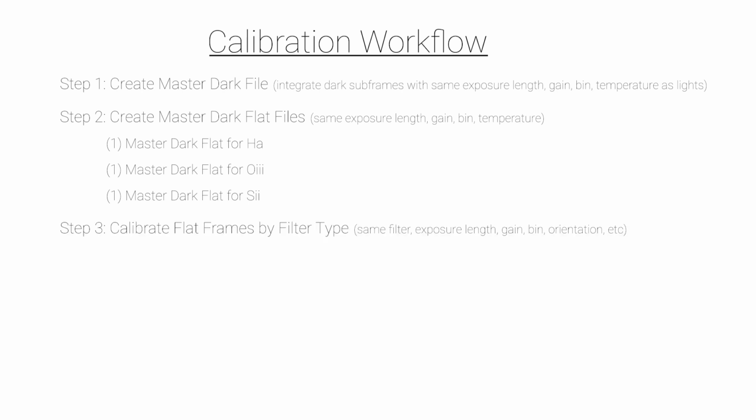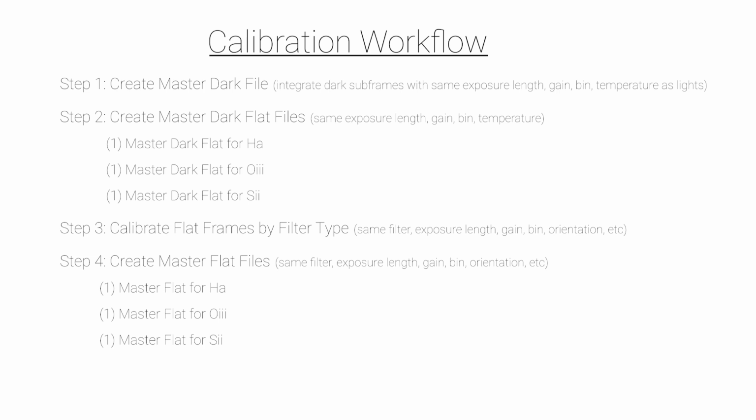Third, we are going to calibrate our flat frames by filter type. We need to calibrate our flat frames before we integrate them into master flat files because they were taken in an illuminated environment, whereas our darks and our dark flats were taken in complete darkness. So no calibration is needed for those. Once I have calibrated my flat frames, we will create 3 master flat files, one for HA, one for O3, and one for S2. And then our 5th and last step in calibration is to calibrate our light frames. So after these 5 calibration steps, we will move on to the next steps in our pre-processing workflow.